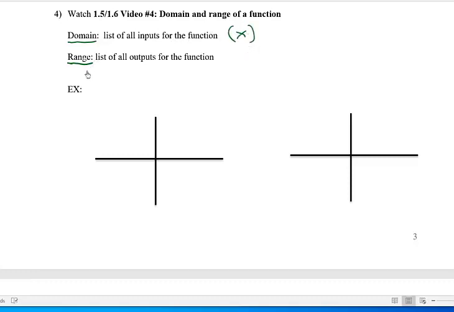The range is simply the corresponding idea for all of the outputs, so all of the y values of a function. This will be something we'll get into as the semester goes on. This is just a little bit of an introduction to it. Let me go ahead and draw a graph, and then let's see if we can write down its domain and range. I'm going to make another one of those parabolas.